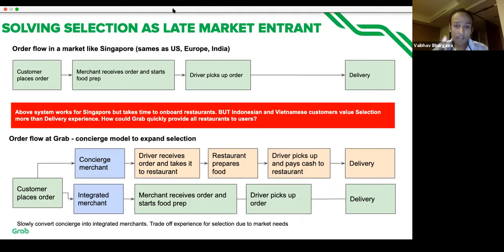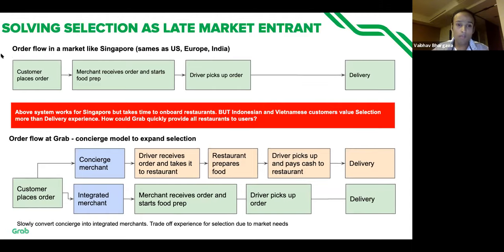Look back at the companies in your markets, and you will see Uber Eats started with the order flow that you see on the top here. Deliveroo in a market like the UK started exactly like this. Swiggy in a market like India started exactly like this. But in a market like Southeast Asia, companies have to go different, and the norm is actually to go concierge.